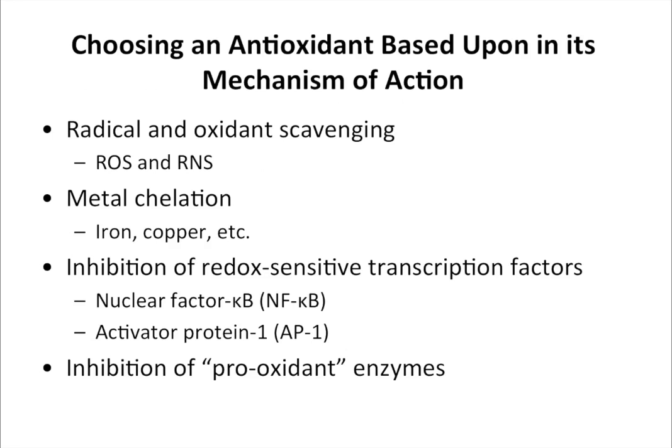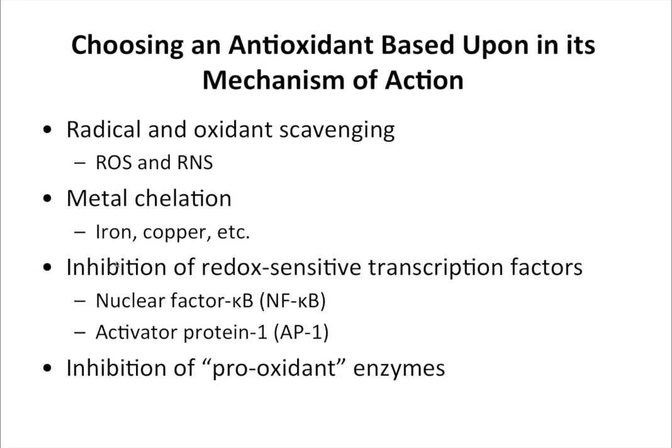So when we choose an antioxidant, we can basically choose it based on its mechanism of action. So you could have these different groups that are shown on this slide: radical and oxidant scavenging type antioxidants. These would go after reactive oxygen species and reactive nitrogen species. You may want to choose something that's a metal chelating agent that chelates iron, copper, for example. If you recall from previous chapters, we discussed the Fenton reaction and some other reactions involving these metal ions. If you're able to chelate those, sometimes you can prevent oxidative reactions from occurring.